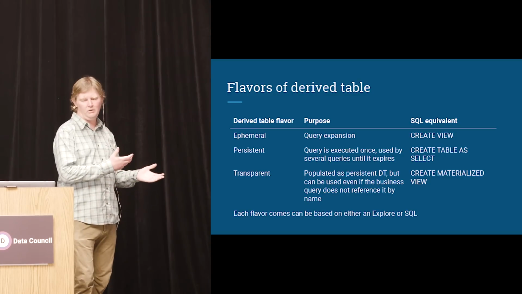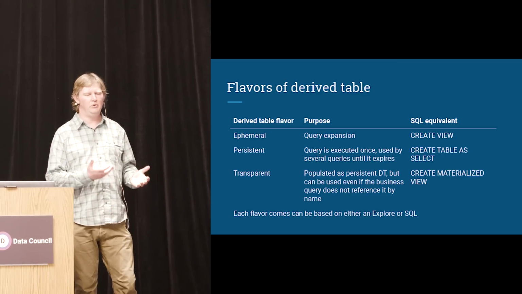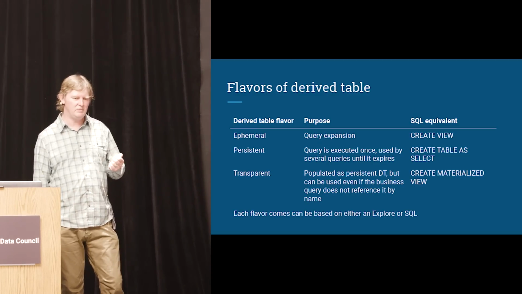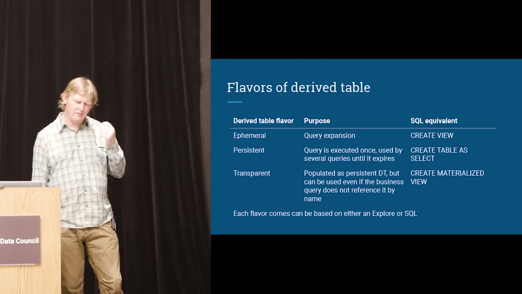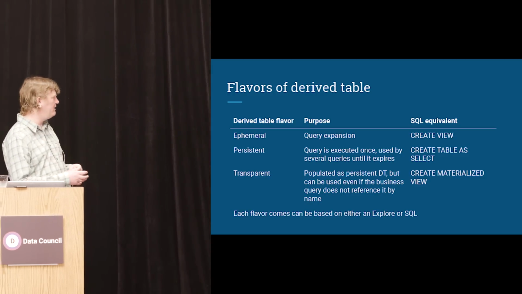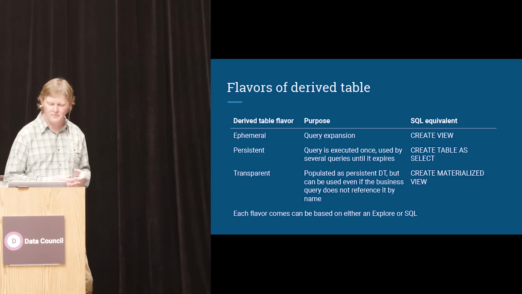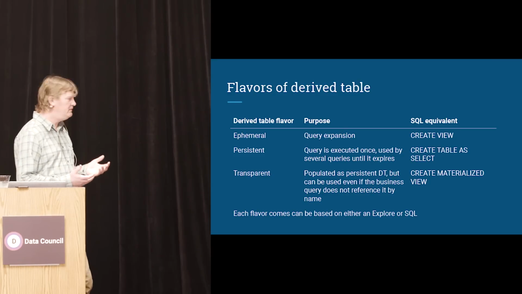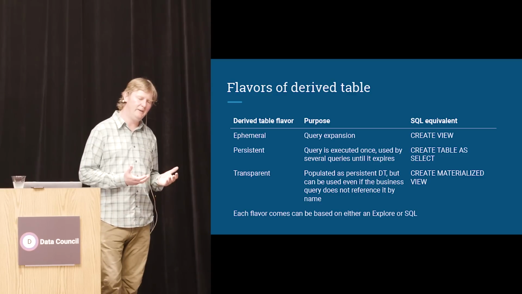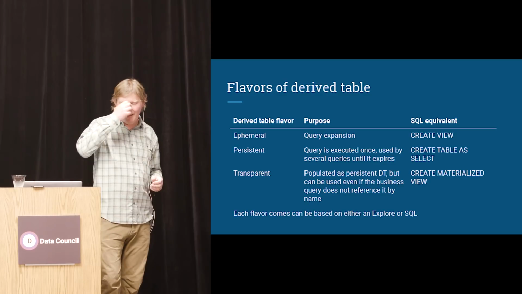So whether you use an ephemeral derived table or a persistent derived table depends on amortization. Is it worth the effort of creating this, running this expression once and using it multiple times? Or if you're only going to run it once, probably you don't need to store it anywhere. And then lastly, transparent derived tables, which I would claim are analogous to materialized views. This is a feature under development, by the way. It's not currently in the product, but it's top of my mind, and it's where we're heading.